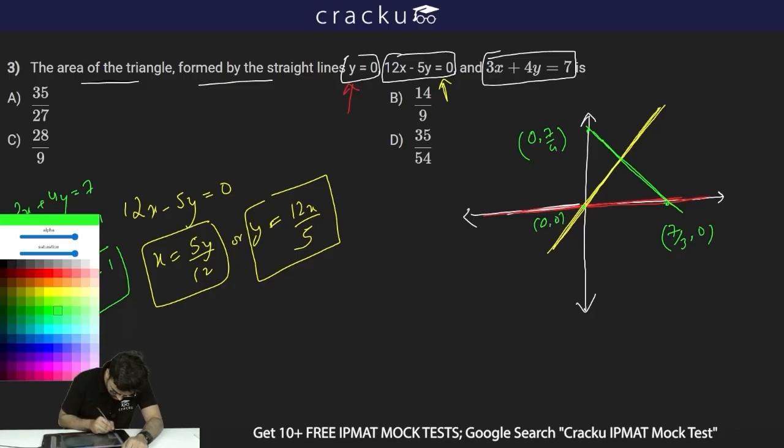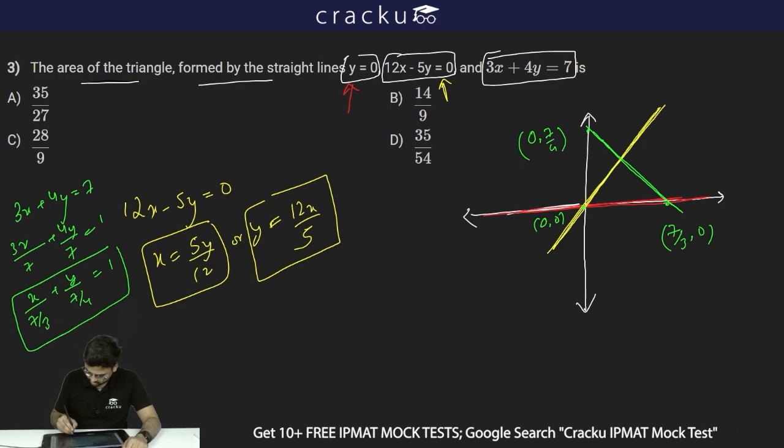I'll use the white pen now. So this will be 0 comma 0. Now what is the area enclosed by the three lines? What is the figure which is formed? The figure formed is this triangle, but what is the area enclosed? So the area enclosed is this one.